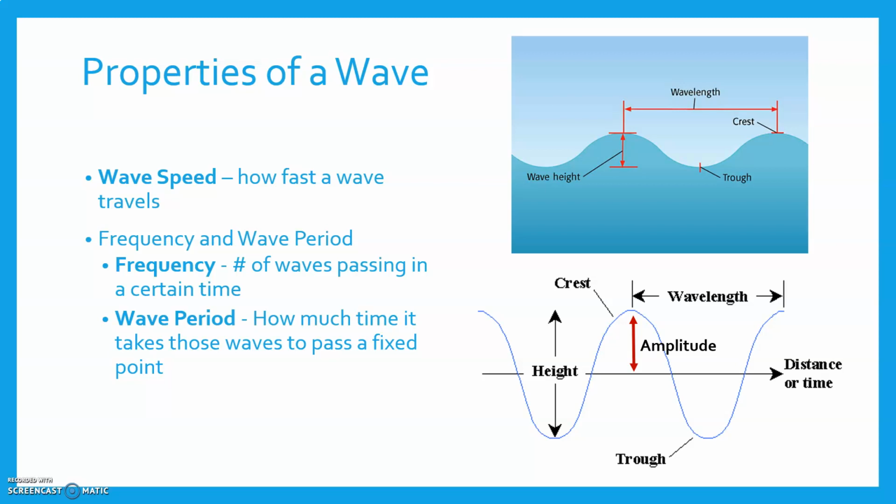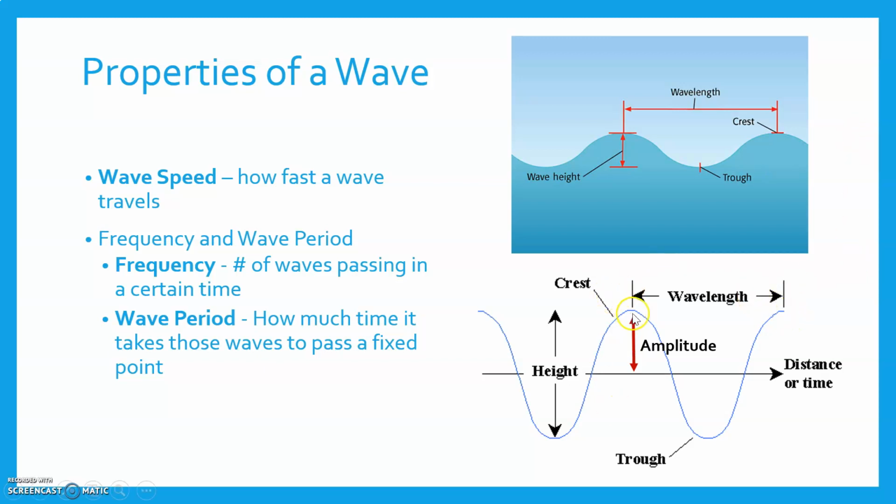So there's also frequency and wave period. Frequency is the number of waves passing in a certain time. How frequent are they occurring? There are 12 waves in 60 seconds. There are 14 waves in 45 seconds, etc. And the wave period is how much time it takes those waves to pass a fixed point. Meaning, how long does it take the waves to pass the buoy that's 100 yards out into the ocean? That would be an example.